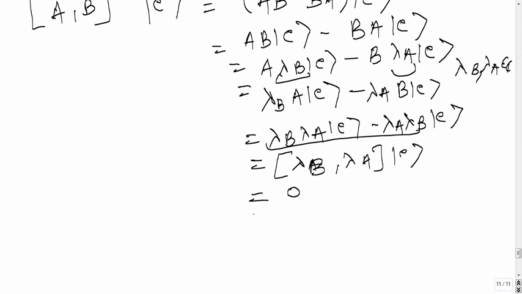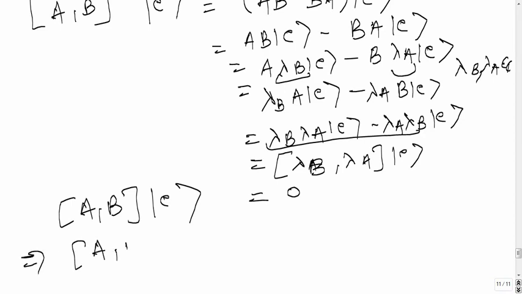It means that the commutator of A and B is equal to 0. This implies that AB is equal to BA. Okay, so both these definitions are equal.